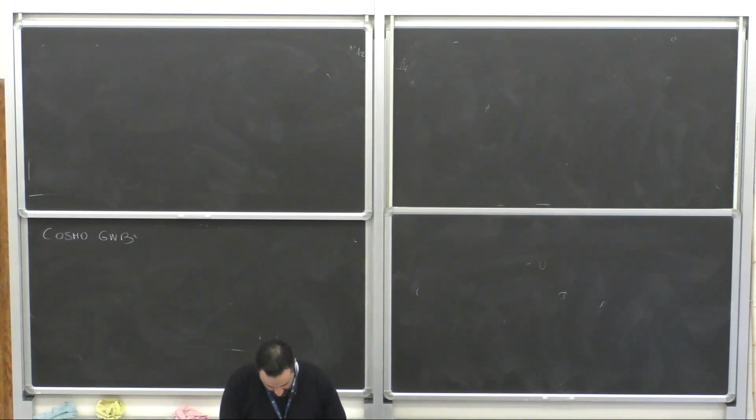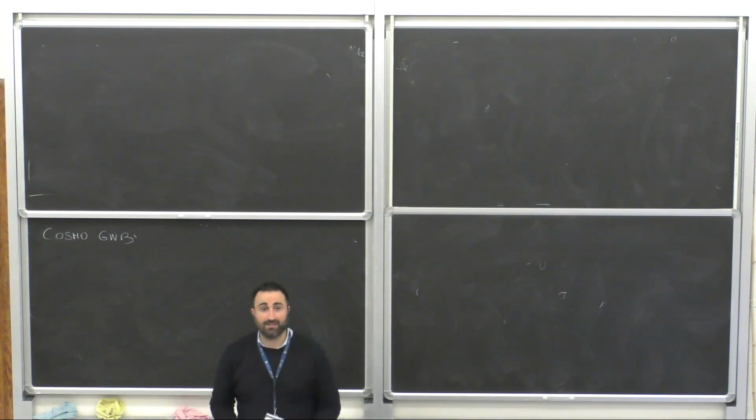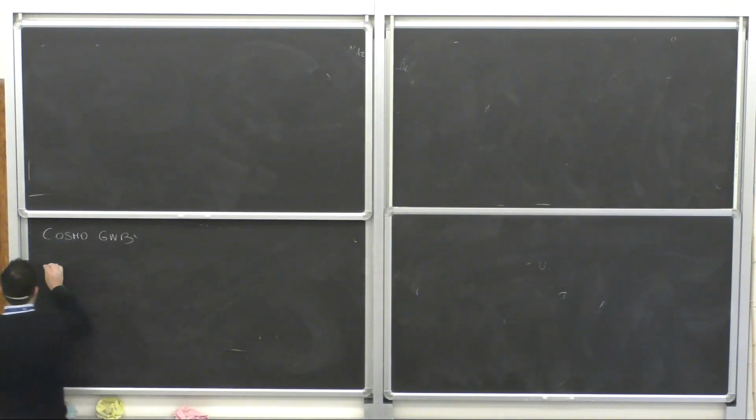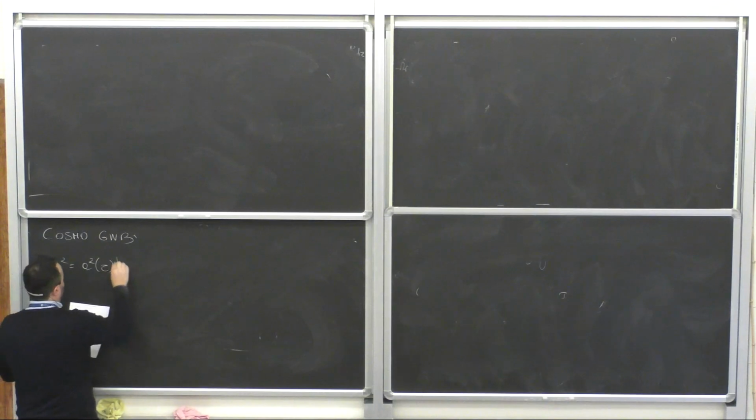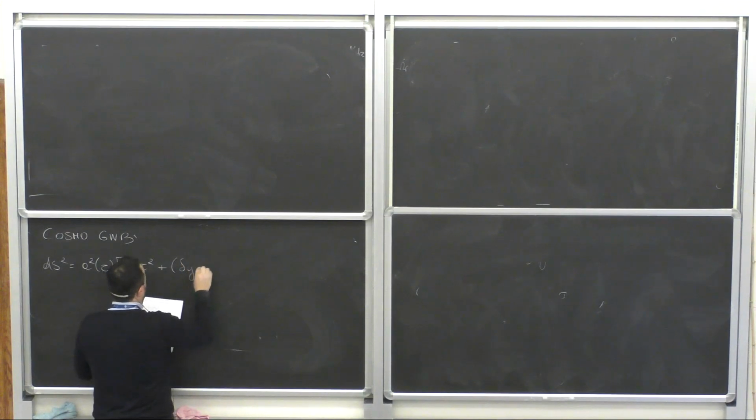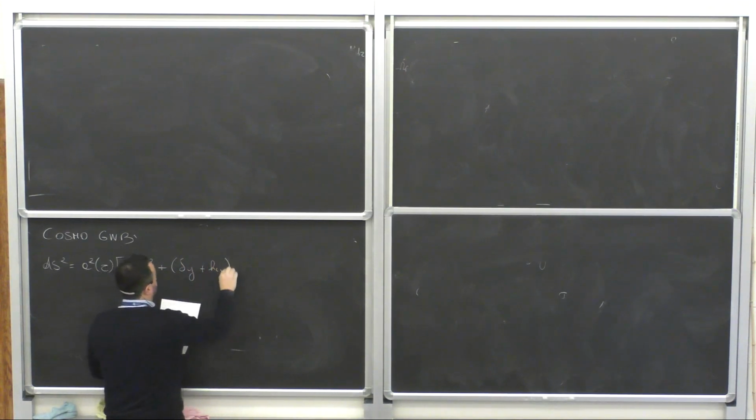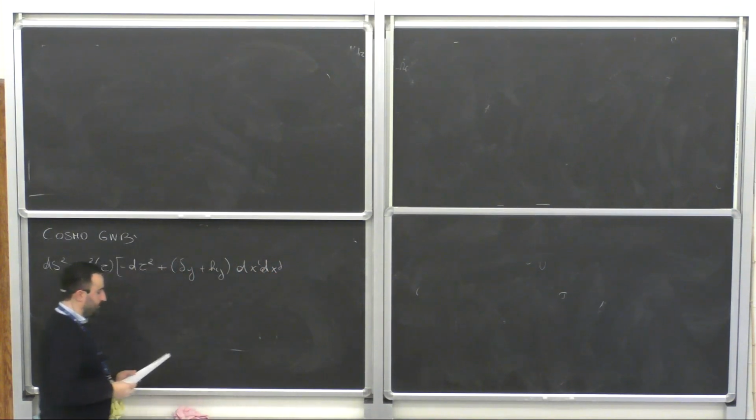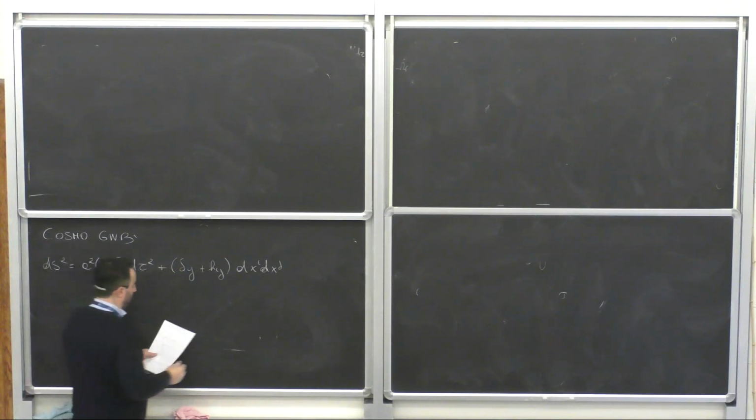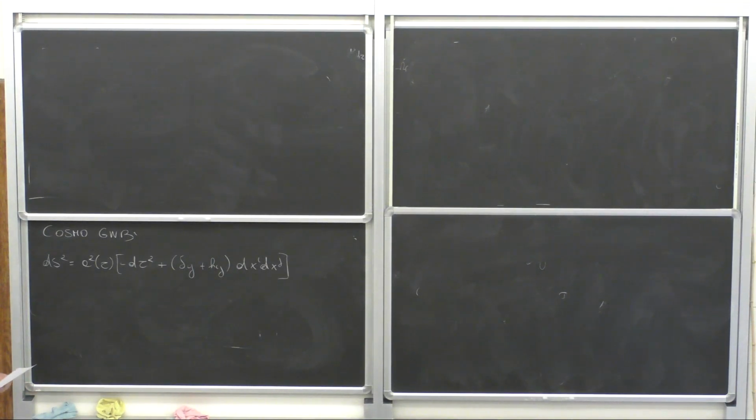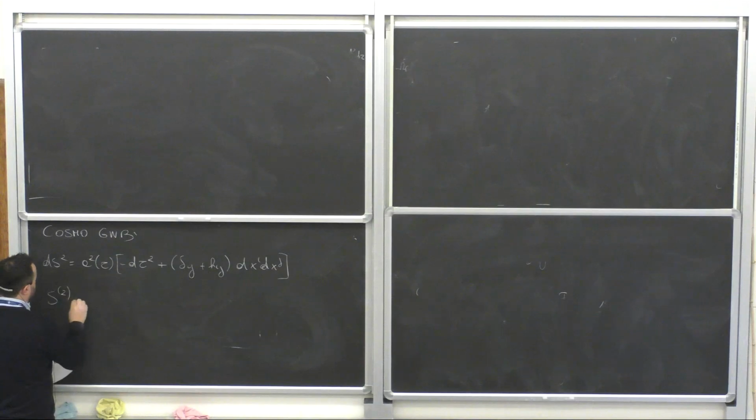So let's go back to the cosmological setup. Now we are very close. Let's go to the early universe. So let's write my metric, my Friedmann-Robertson-Walker metric, with my tensor perturbation that you now know what it is and how many degrees of freedom it has.